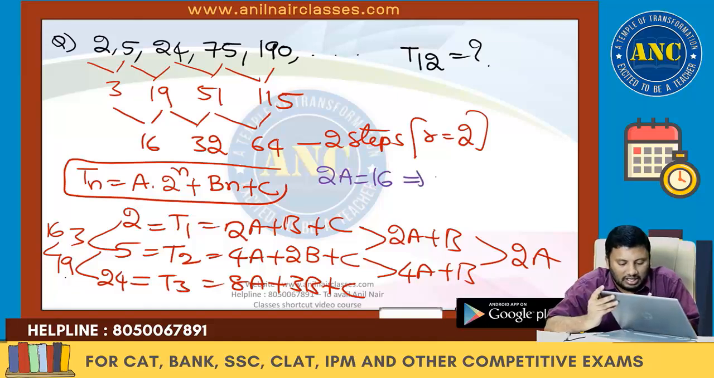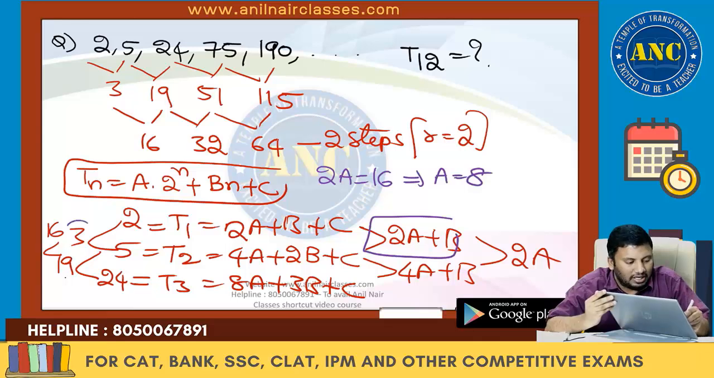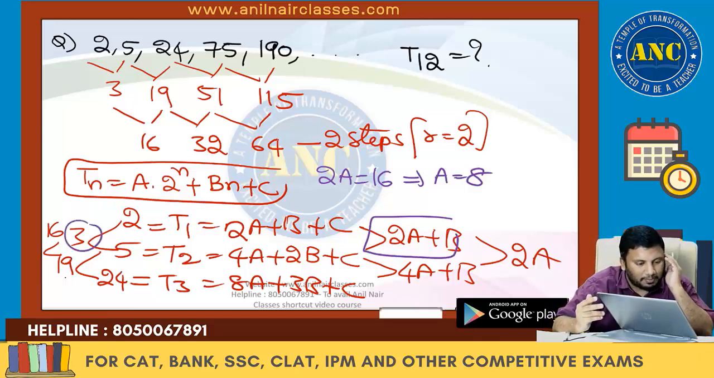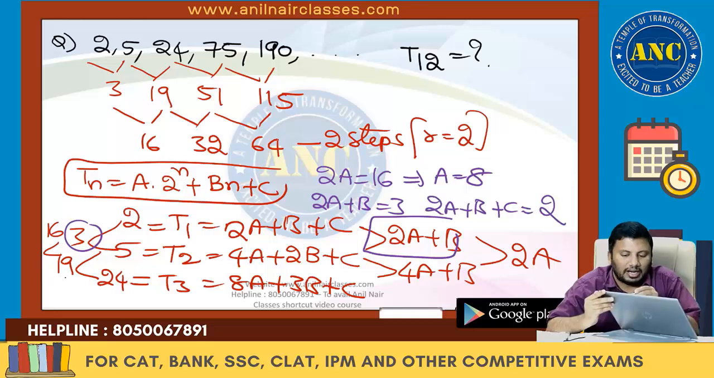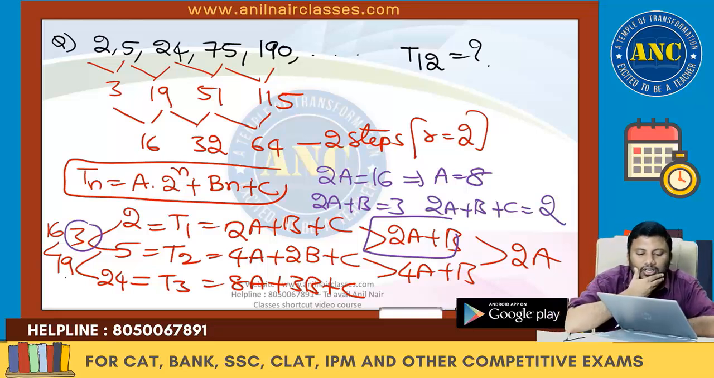2a is 16, a is 8. Next, 2a plus b is 3. And 2a plus b plus c will be 2. Substitute and get the answer. I hope the idea is clear. Anybody got any doubts? Very interesting way of looking at some number patterns.